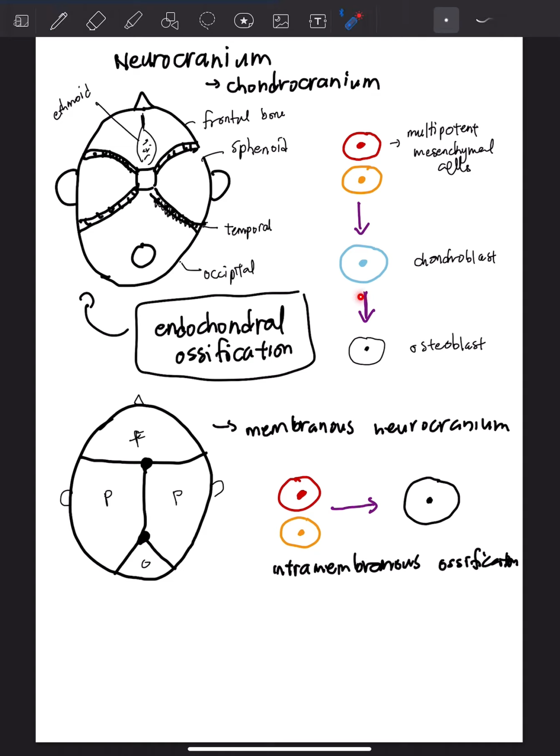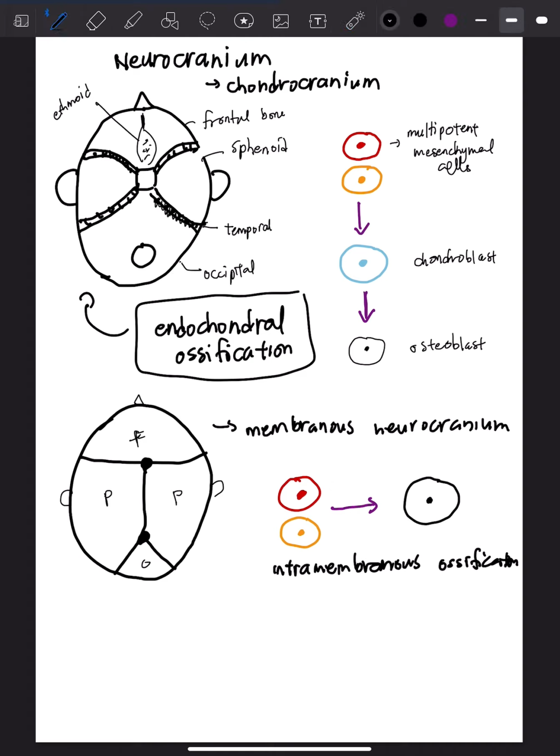Sorry, endochondral ossification is something that occurs very often. Almost all bones in our body go through endochondral ossification. But intramembranous ossification, the one where it skips the chondroblast, is quite rare. Not a lot of bones are made up straight from the mesenchymal cell to osteoblast. Usually you have to go through the intermediary part, which is the chondroblast, but for the top part of the skull, the membranous neurocranium, it goes straight to become the osteoblast.